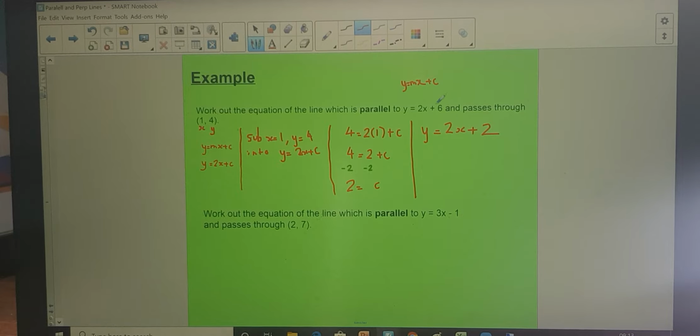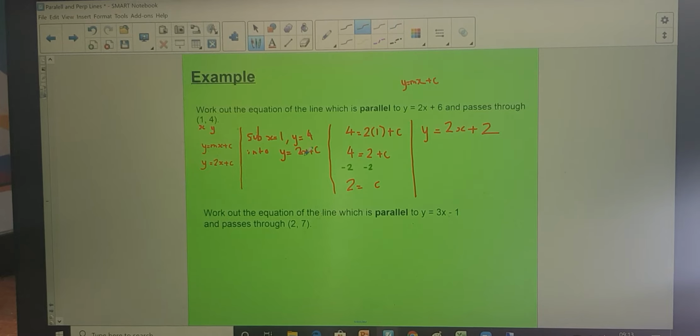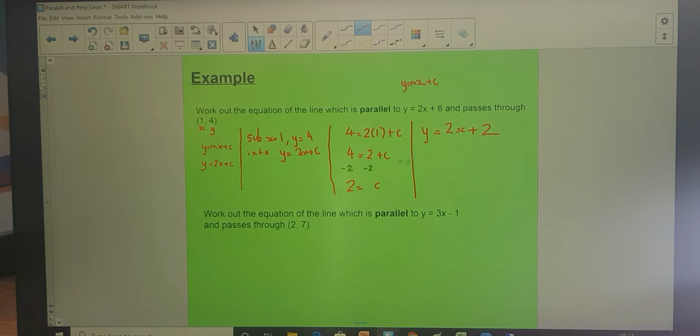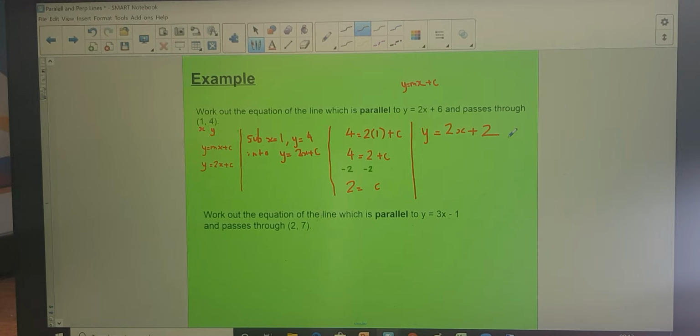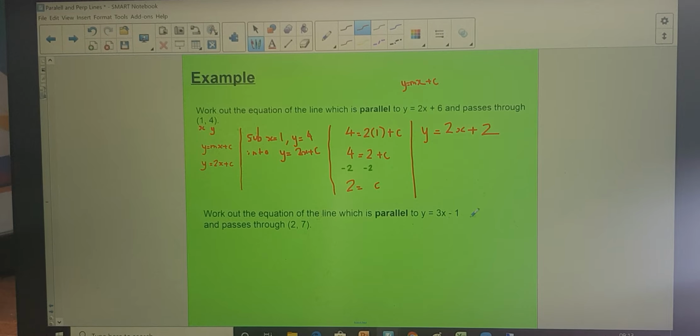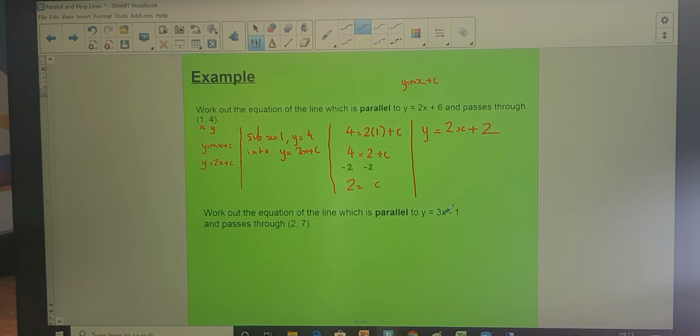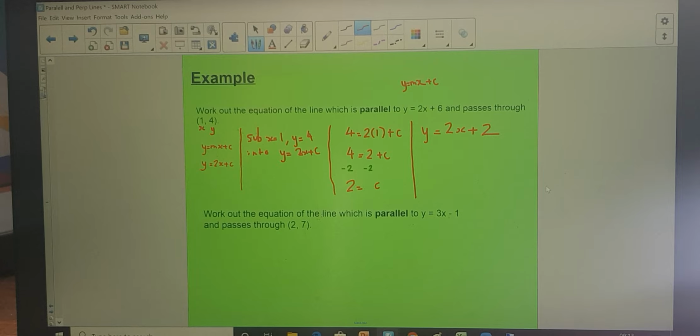Think about what I did. I knew that my gradient was the same, so I'm going to write y equals whatever the gradient of the line given is. But I don't know what my y-intercept is. Substitute in my x value, substitute in my y value, solve to find c, write out my new equation. Okay, I'd like you to have a think about the next question yourself. See if you can complete it. So pause the video here and then I'll go through it with you.